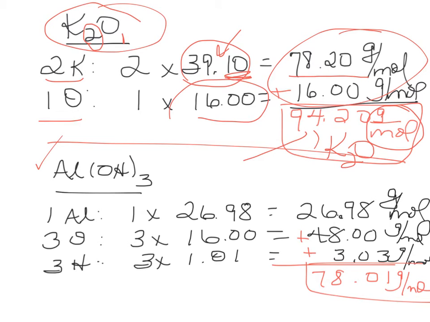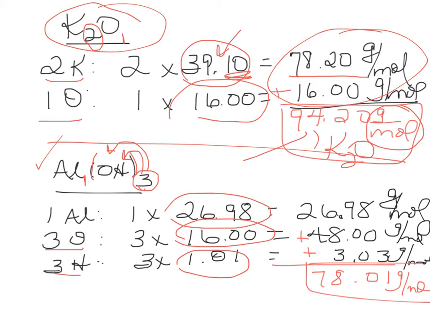Aluminum hydroxide, and there is only 1 aluminum atom. Here's the molar mass from the periodic table. Now here we have parentheses again, which means that this 3 subscript applies to everything inside the parentheses. There are 3 oxygen and there are 3 hydrogen. Using the molar masses for oxygen and hydrogen, and then adding all the masses together, we get that the molar mass of aluminum hydroxide is 78.01 grams per mole.